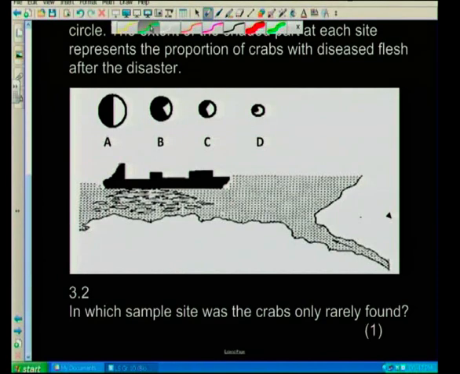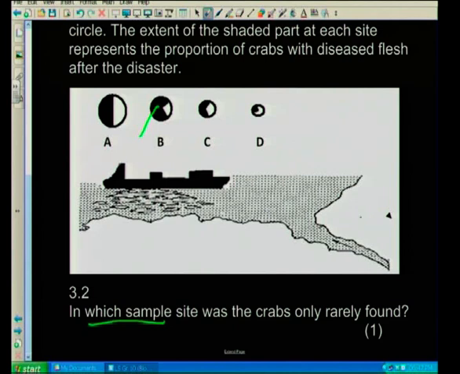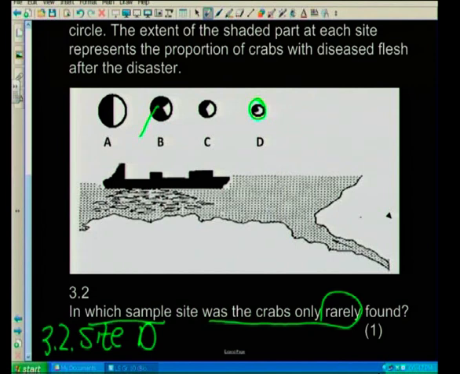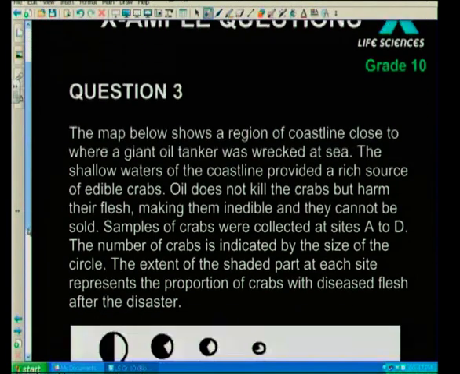Well done. Right, the next question. It says, in which sample, okay, they refer now to A, B, C, D. And as we did now, we wrote down, and we know that that sample has got the biggest proportion. All right, let's read. It says, in which sample site were the crabs rarely found? Now, rarely means least. Okay, we know the big circle meant large amount, and it means smaller, smaller. Easy answer. It is site D. Now remember to write 3.2 and then put site D, and that is the correct answer. 1 mark. All right, we move now to question number 3.3.